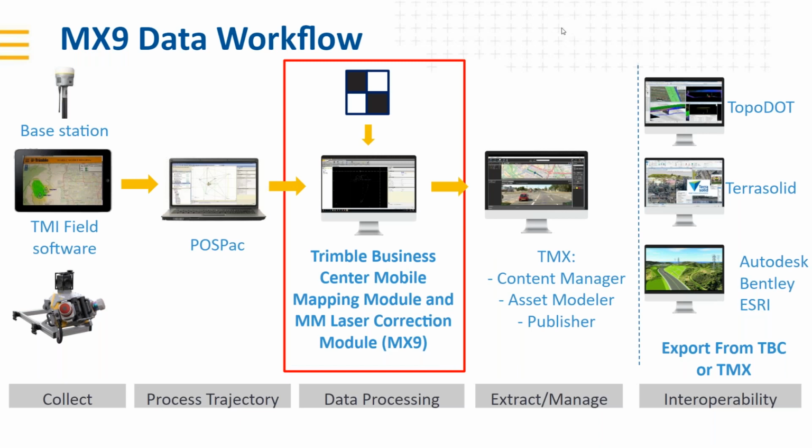So if we look at the MX9 mobile mapping data workflow, we start from the left in the field. We have things like TMI field software. We operate the system. We have the hardware. We maybe have a base station. Then we move to the office part. We have a postback where we process trajectory. And then we move to actually do the TBC, which is like the core of the data processing in the MX9 data workflow. There we generate the point clouds, we do registrations, we bring in control points for the registration, we colorize the data, we export the data. And after these core processing methods, then we can move to extract, manage the data, or so on.